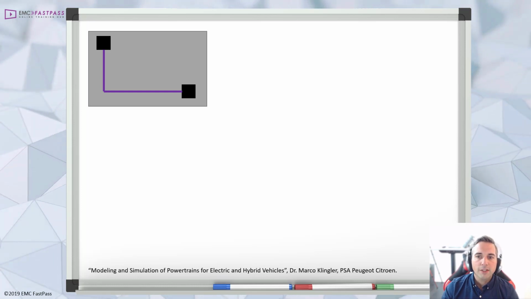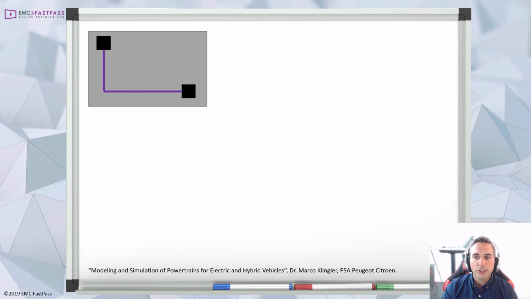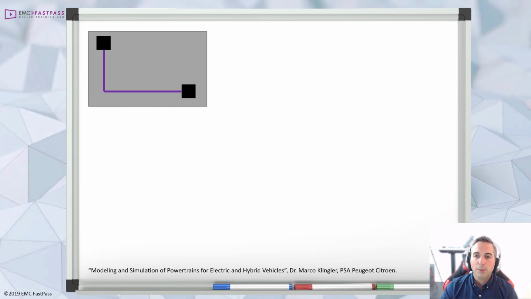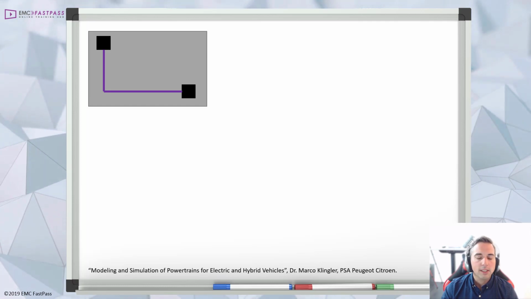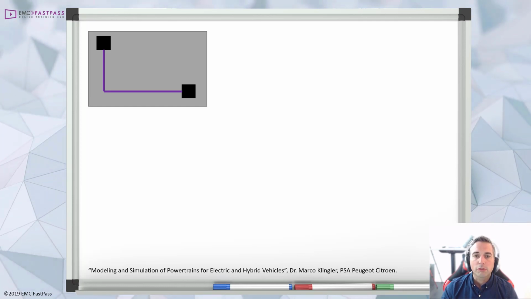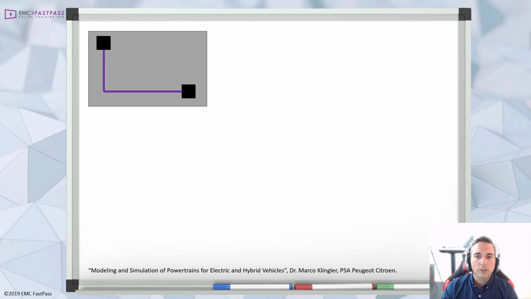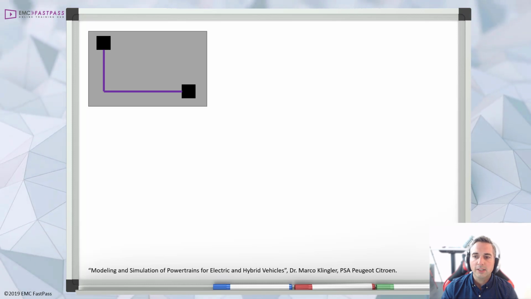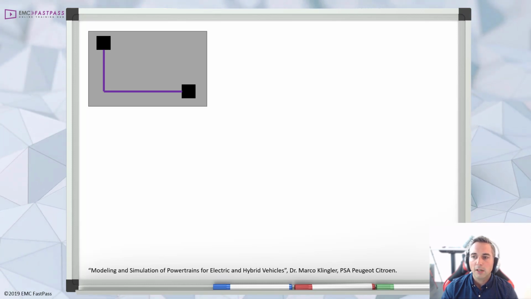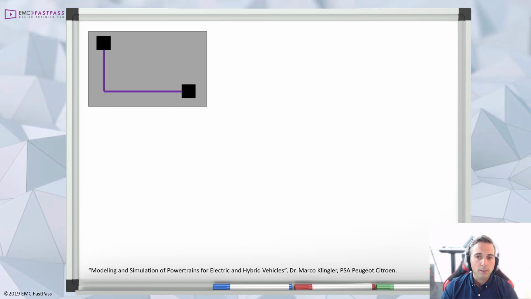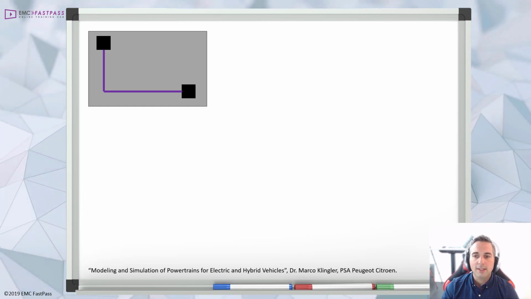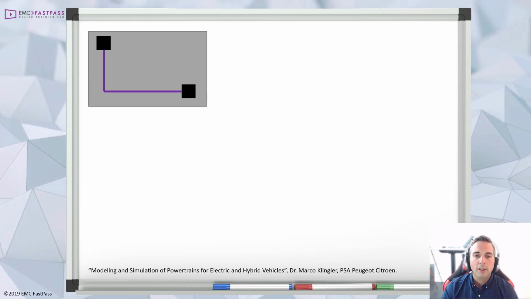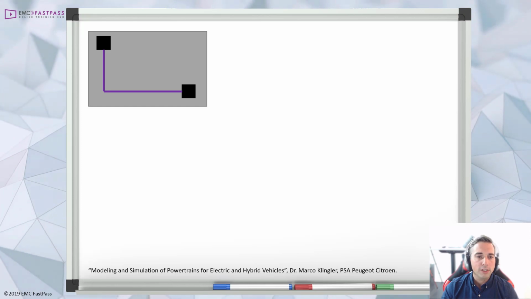Now, is it the same if the DC current is replaced by a switching current? Let's take a look. Let's put a load at the upper left here and a driver IC at the lower right. And there's a ground reference on layer 2 of this circuit board for return currents to flow. And by the way, this simulation example was taken from a paper by Dr. Marco Klingler of the Peugeot Citroën car company. And it was presented at the 2009 EMC symposium. It's a really good paper. I recommend you look it up online and check it out.